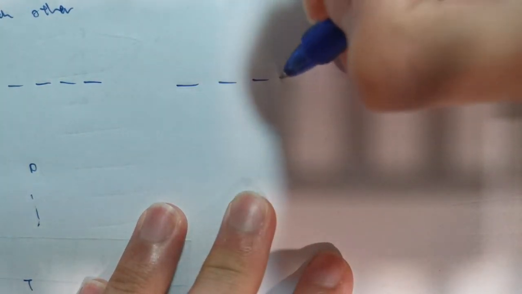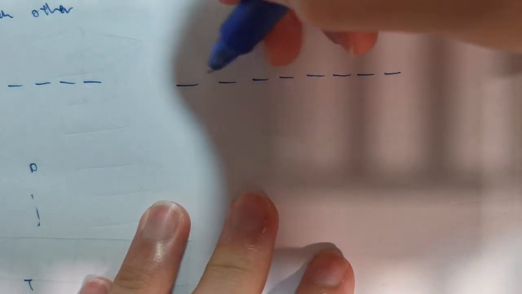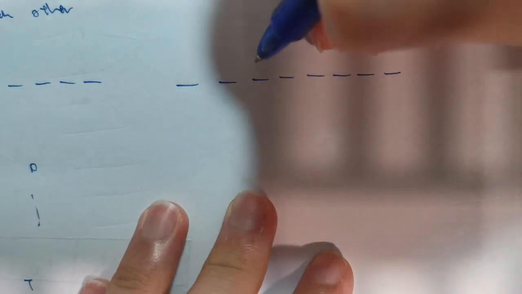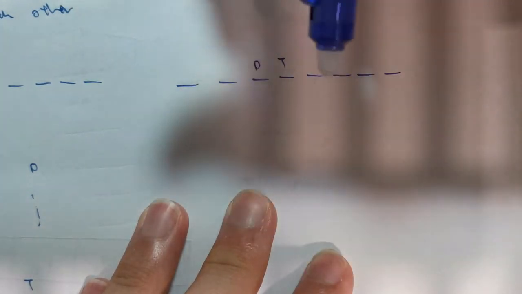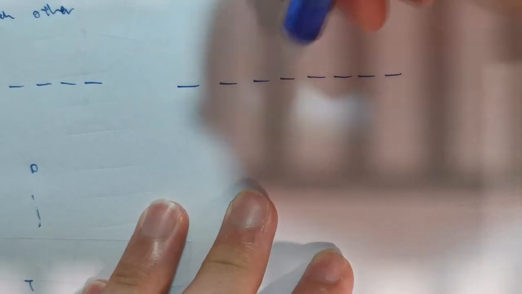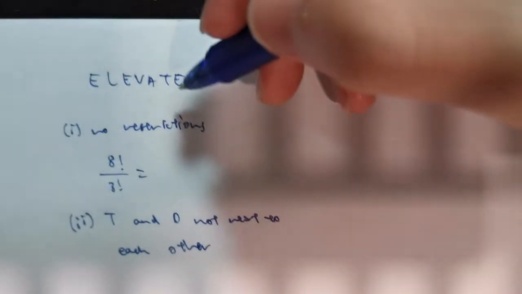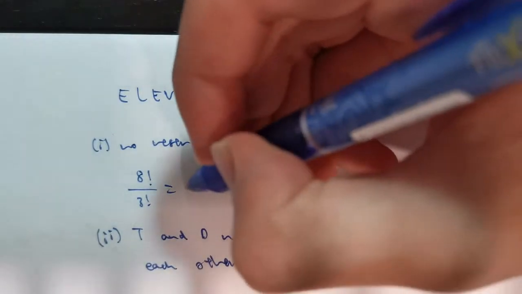But I think the more optimal method would be to try and find the complement. Means you try and find the number of ways in which D and T are next to each other. Then you subtract from the total. So first of all, the total which we already found here is 8 factorial over 3 factorial, which is 6720.